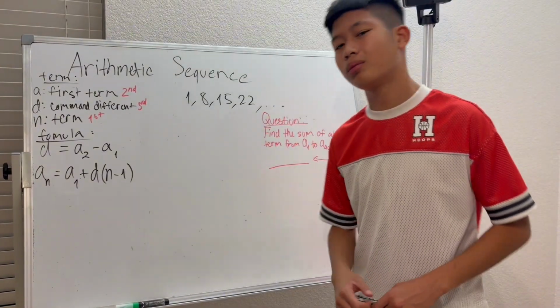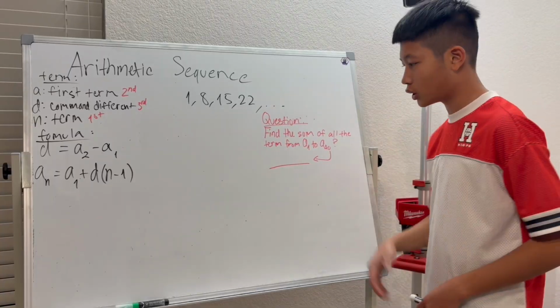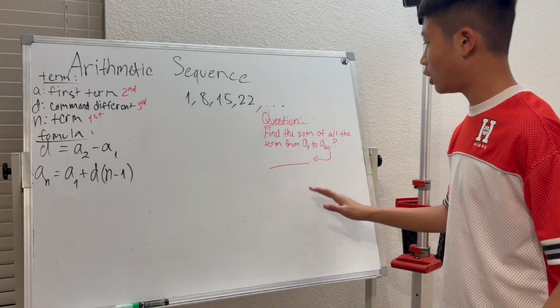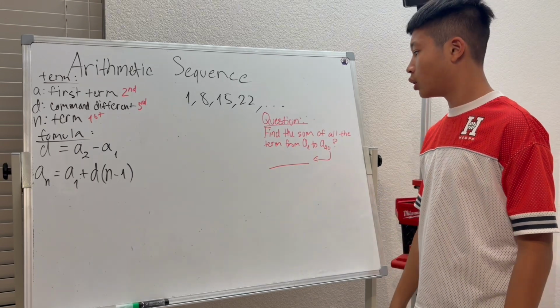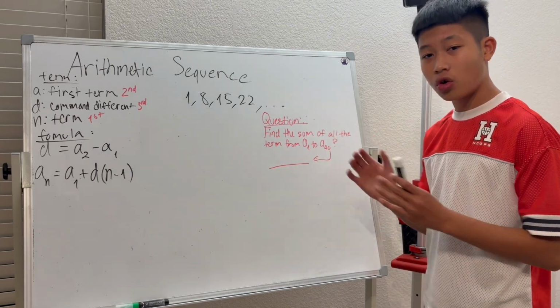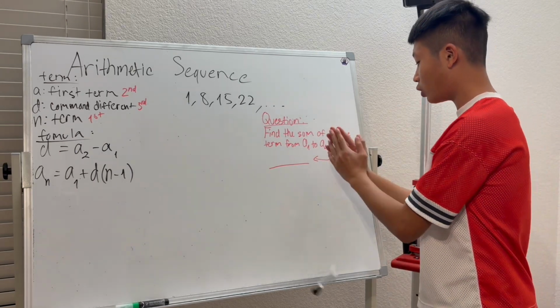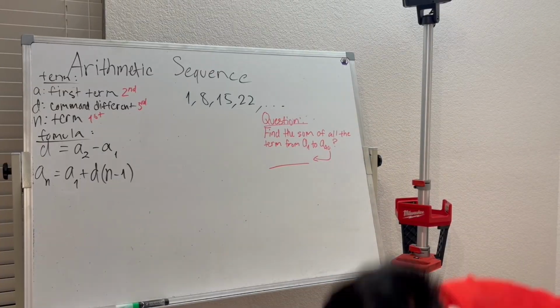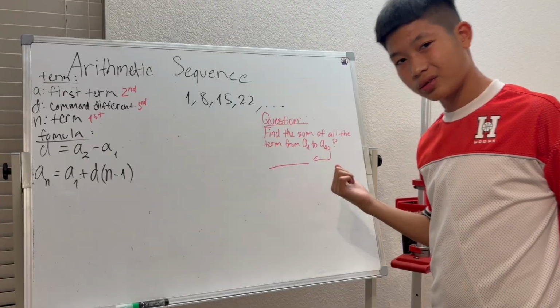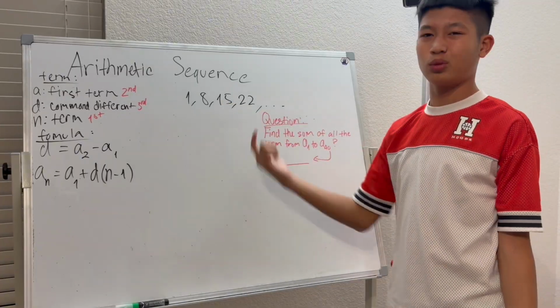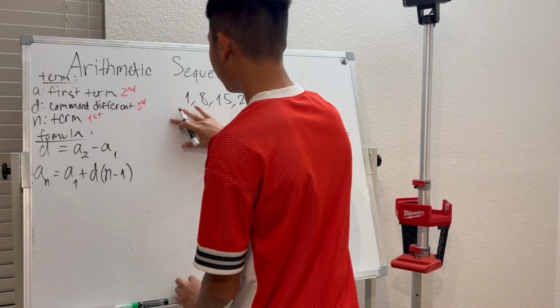Okay, the next problem is kind of difficult. The question is: find the sum of all the terms from a sub 1 to a sub 40. So first we need to know what a sub 1 and a sub 40 are. Well, we already know a sub 1 is 1. Let's label the terms.